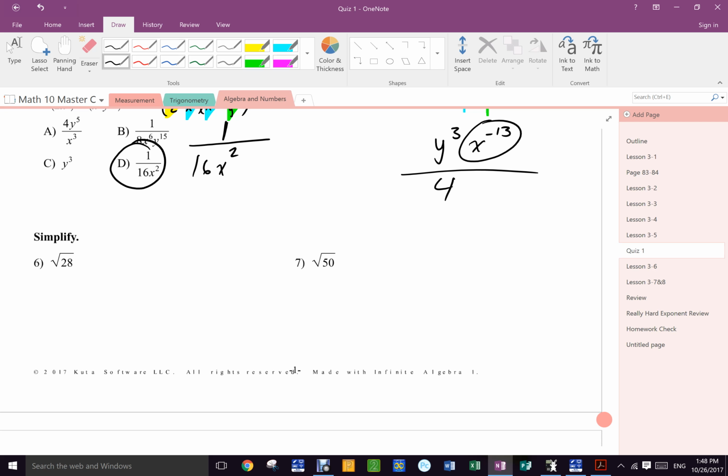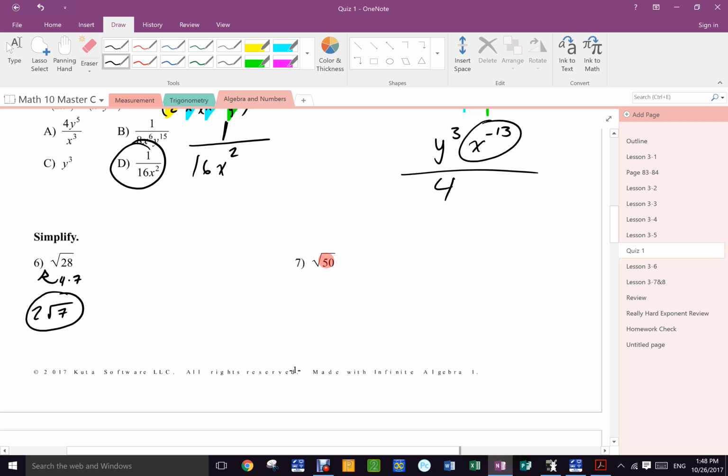So, what's this really? It's 4 times 7, yes? And 4 has what root? 2. So what comes out? 2. What stayed under there? 7. Done.